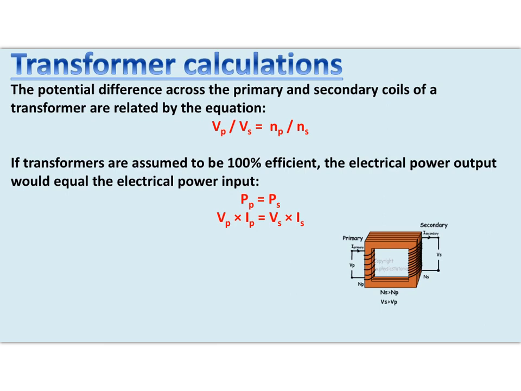Transformers are brilliant. We can assume them to be about 100% efficient, and the electrical power output would equal the electrical power input because they're 100% efficient. So the power on the primary coil is equal to the power on the secondary coil. We know that electrical power is equal to current times potential difference, so we can substitute that equation in. So we can now see the potential difference across the primary coil multiplied by the current passing through the primary coil is going to equal the potential difference across the secondary coil multiplied by the current running through the secondary coil. And again, that's another equation that you need to use to carry out calculations for transformers.